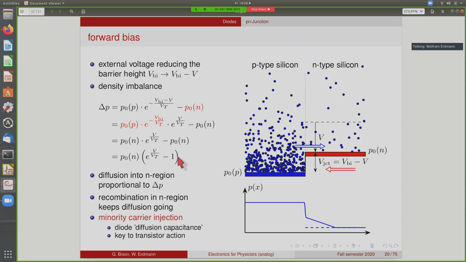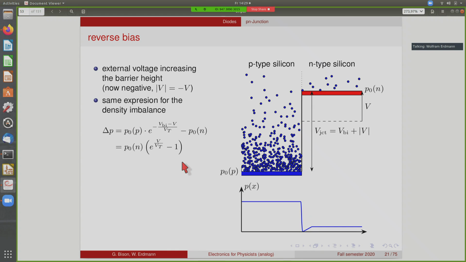And this is called minority carrier injection. So the majority carriers on this side are injected to the other side where they become minority carriers. And this process is called minority carrier injection. And in diodes, this has an important effect because that is called diffusion capacitance, but it's also the key to the transistor action and in principle to the functioning of the diode itself. Okay.